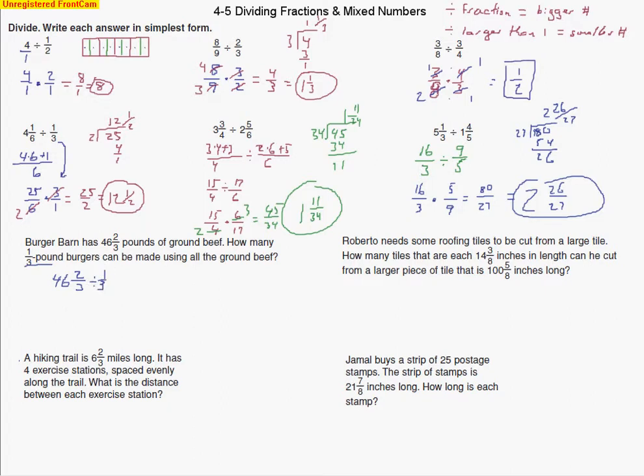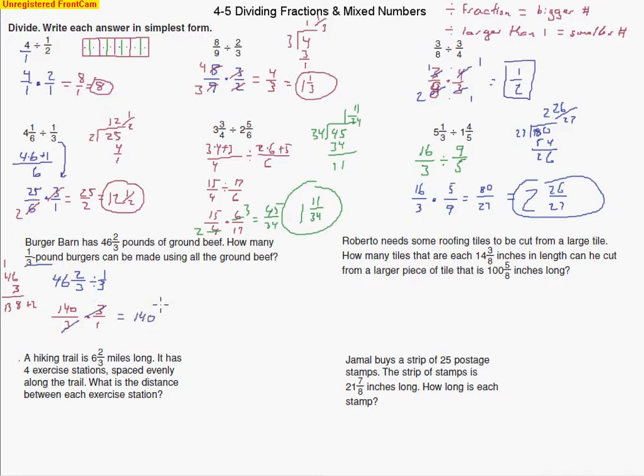So I'm going to change that 46 2/3 into an improper fraction. So 46 off to the side. 46 times 3 makes 18. Carry a 1. 138. And then we got to add on that 2, so that's why I'm getting 140 over 3. So I'm multiplying by the reciprocal. And look what happens. I got 3 on the top and 3 on the bottom. Those cancel out. Leaves me 140.